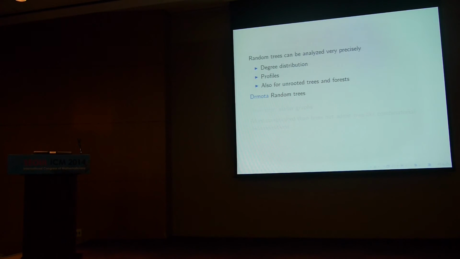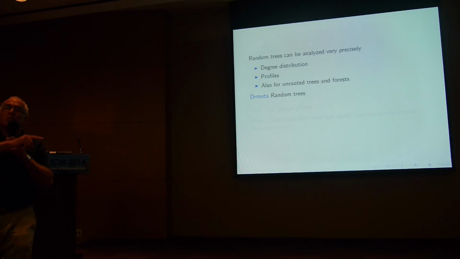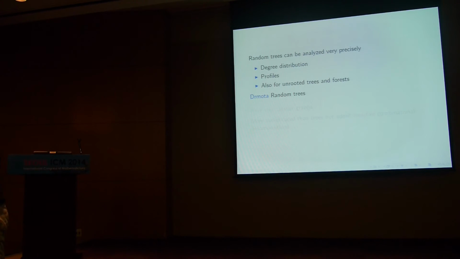The degree distribution, the profile, is how many vertices, how many nodes are at a given height. And this is the vertical profile. You can also do, with more work, the horizontal profile. This applies also to unrooted trees and other varieties of trees. And it applies to forests, which are collections of trees. And the recent monograph by Michel Drmota on random trees tells the story and gives many results. It has connections to Brownian motion and all kinds of things.